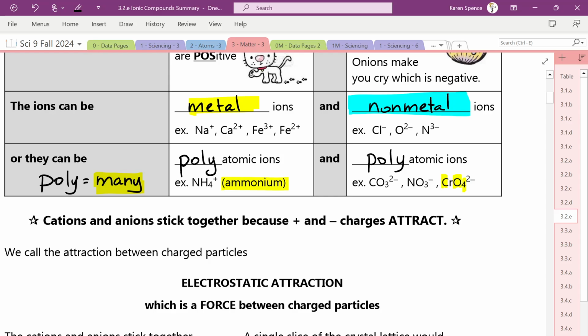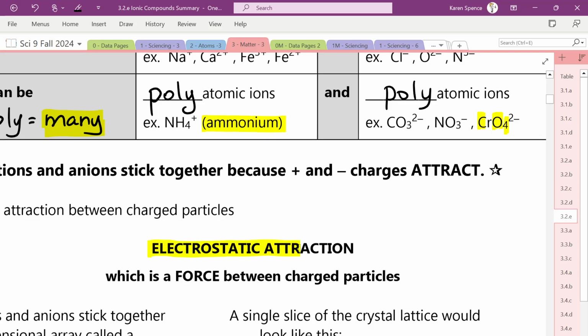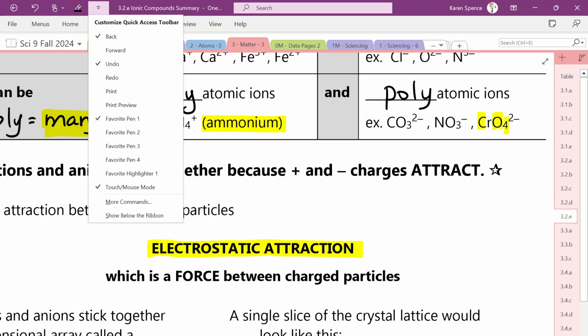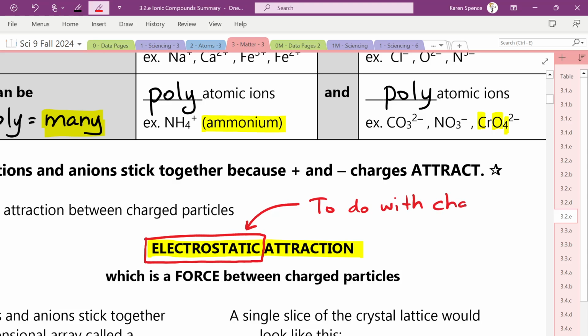All right, and they stick together because of the attraction between charged particles. We call that electrostatic attraction. So that's a new vocab word for you there. Electrostatic is to do with charges, positive and negative. And if we have electrostatic attraction, that is just the force, the attractive force between charged particles, positive and negative particles.